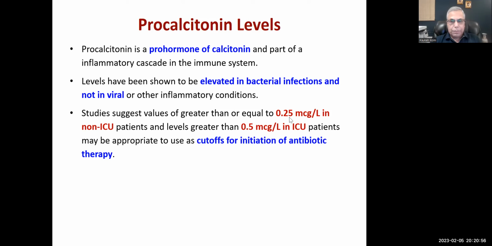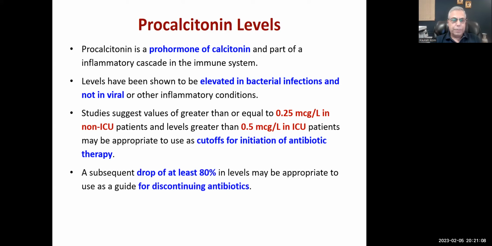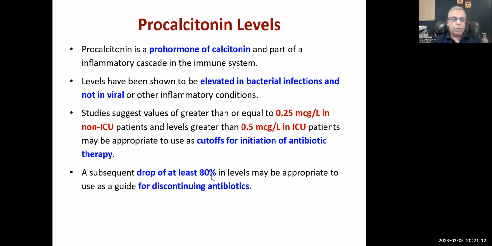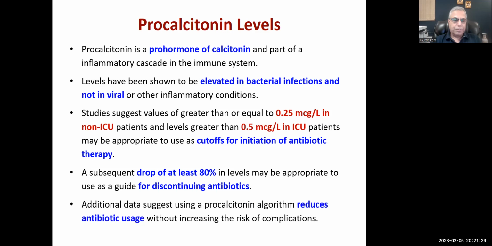So in outpatient, if you measure and the level is more than 0.25 microgram, you start antibiotics. Same if in ICU the levels are more than 0.5 microgram, you start antibiotics, okay? Obviously, you start with empiric therapy. A subsequent drop of at least 80% in the levels may be appropriate to use as a guide for discontinuing. So when they rise, you start antibiotics with these cutoff points. When they fall by 80%, you can discontinue antibiotics.